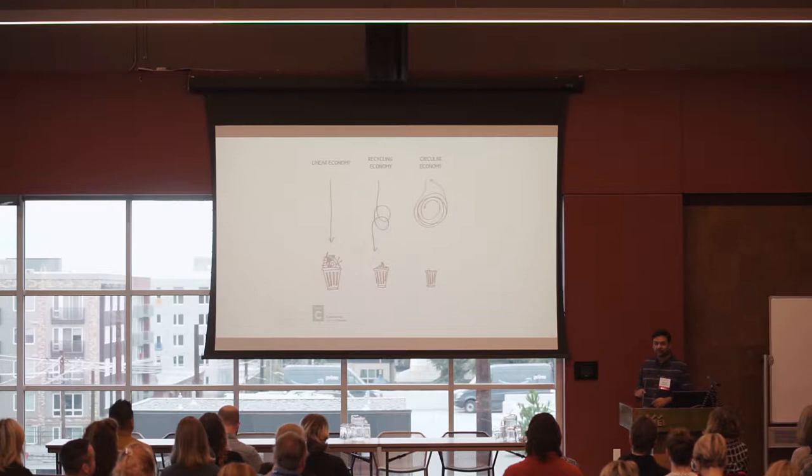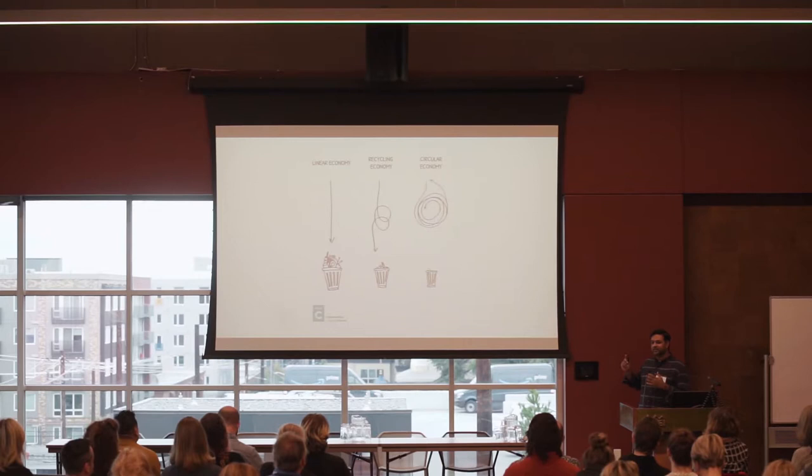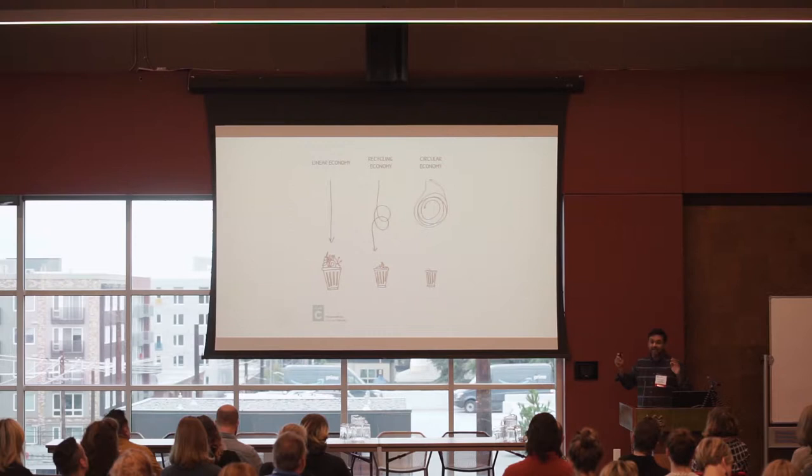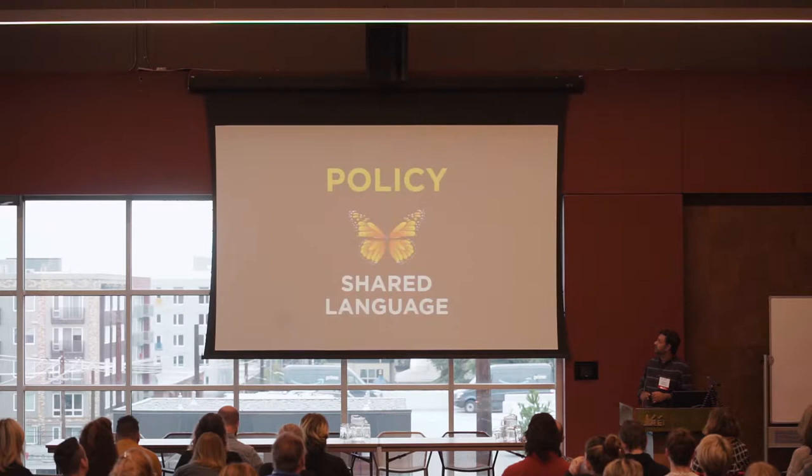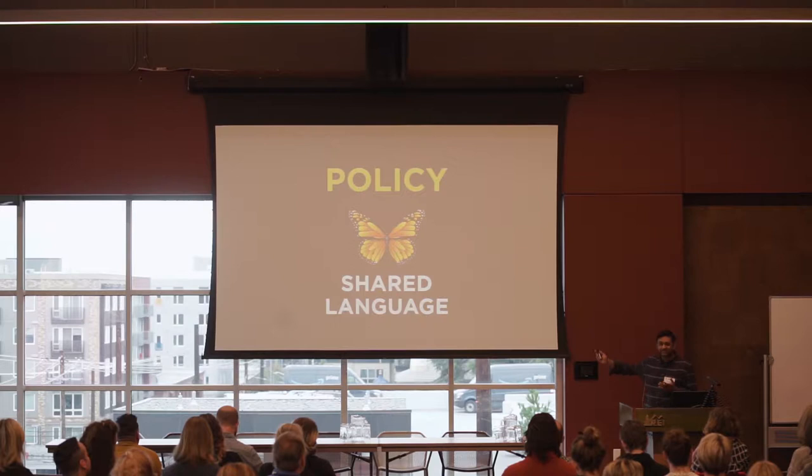What the circular economy is attempting to do is redesign waste from the beginning. In essence, it's trying to say there is no waste, and to make sure that the waste becomes food for the next products. So that's what we'll be talking about today, this transition. I'll be using policy, something called the butterfly diagram, and shared language. This is my three-piece suit.